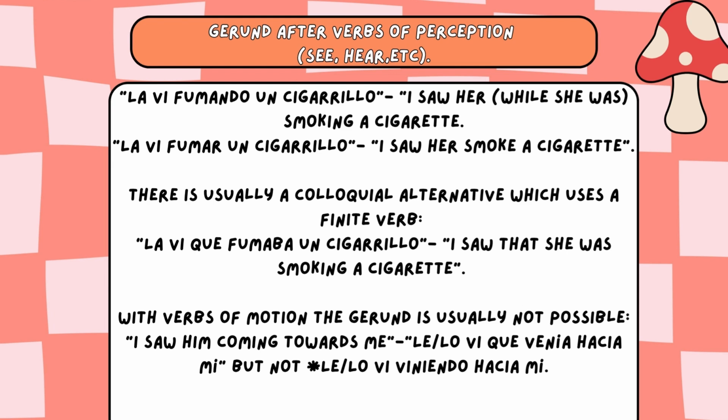With verbs of motion, the gerund is usually not possible. Let's see this example that says, I saw him coming towards me. Lo vi que venía hacia mí, but not lo vi viniendo hacia mí.